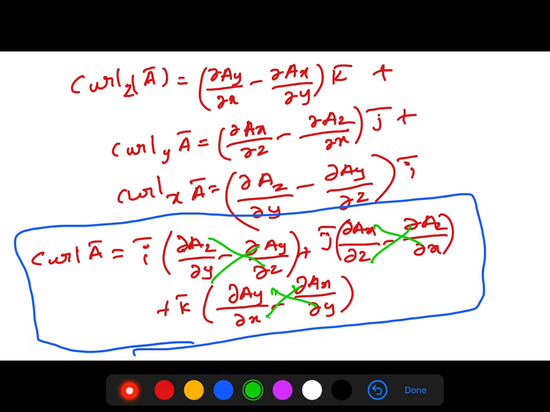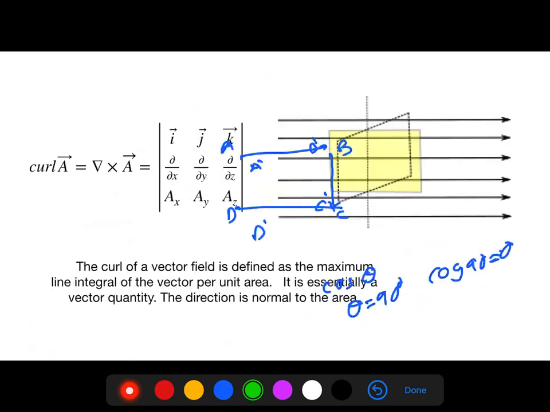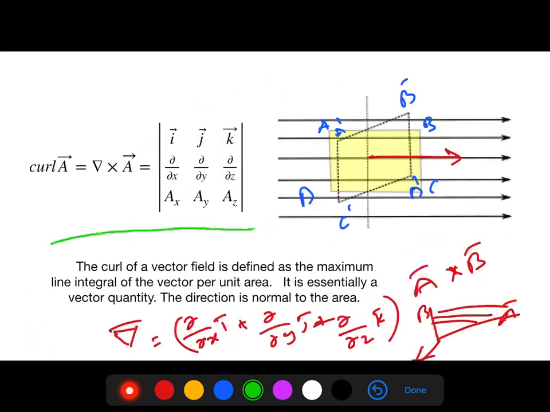So we can express this more simply, instead of writing all these things, we can write this one like this. If we expand this one, we will get this. So the final expression of curl is del cross A bar equal to the determinant of I bar, J bar, K bar, dou by dou x, dou by dou y, dou by dou z, and Ax, Ay, Az. So this is one of the important formulas. This is about the derivation of curl.